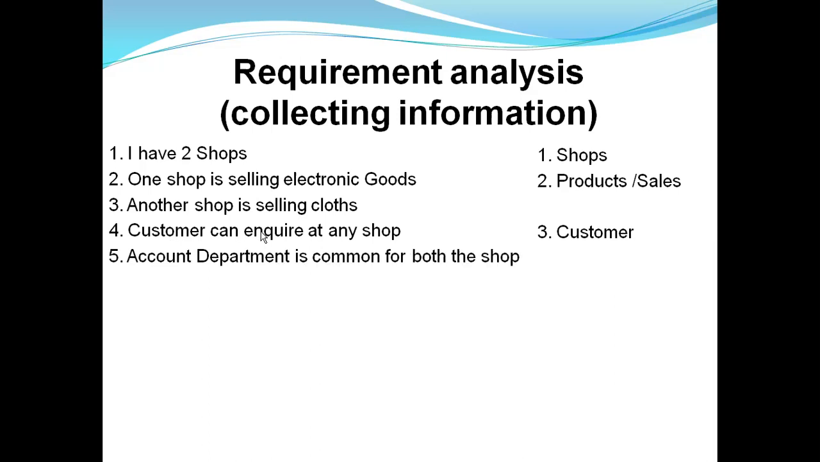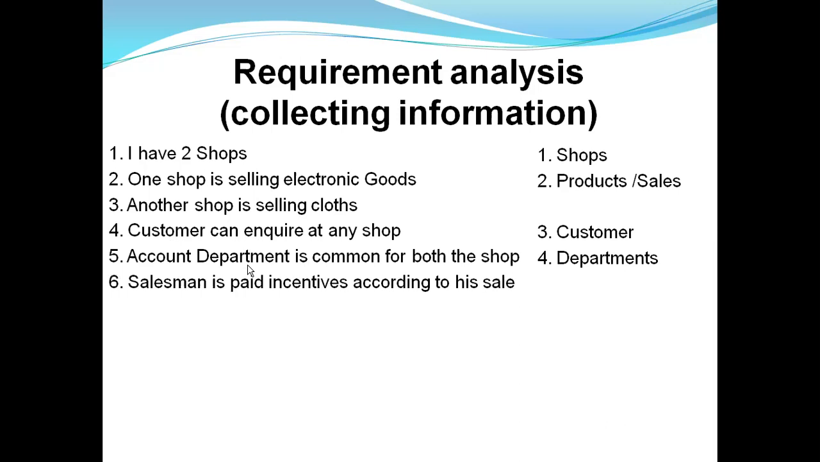Account department is common for both the shops. So here, account is a characteristic of department. So we have a department as an additional entity. Salesman is paid incentive according to his sale. That means in the shop, we have a salesman and other employees as well. And salesman is nothing but a part of the employee. Salesman could be the post of this employee here. So we can take employee as an entity.